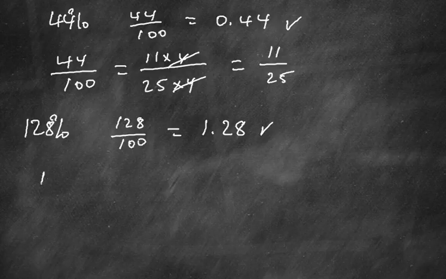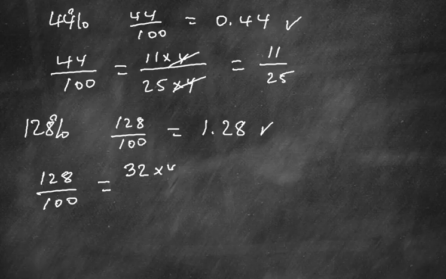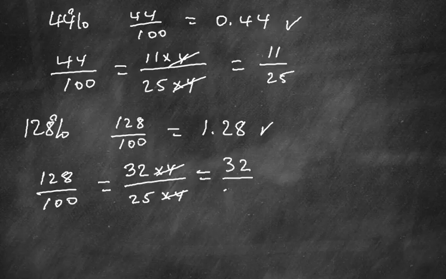Now in fractions, it's 128 over 100. I know that I can simplify by 4 at least. So for the top one, I have 32 times 4 over 25 times 4. So that makes it 32 over 25. This is an improper fraction. I can say it's 1 and 7/25.